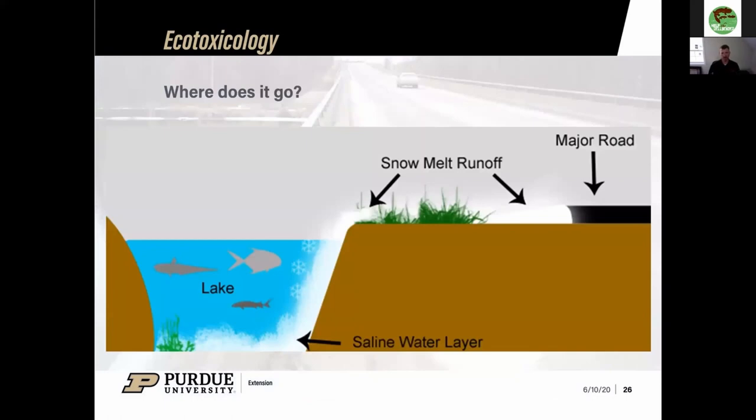But what we want students to think about though is, okay, that's applied to the road, okay? Is it going to stay on that road? Not likely. So the runoff, as that snow melts, is going to end up getting into the soil, and then eventually, in some cases, can end up in aquatic systems. So in that case, we're basically converting what used to be a more freshwater system to a saline system, right? A salt system.